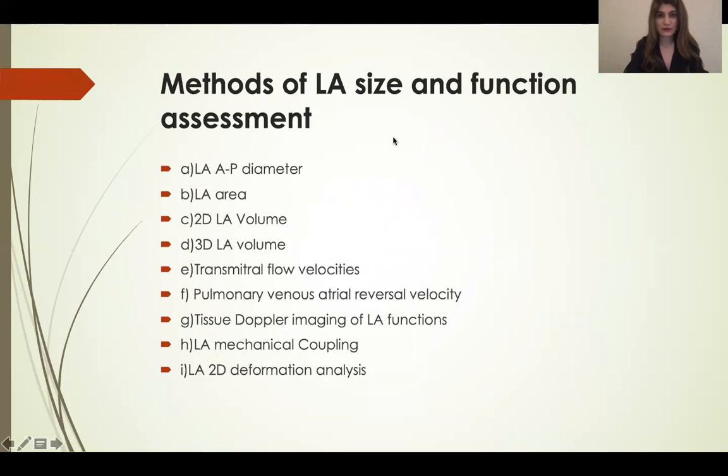What are the methods to evaluate left atrial size and function? We can measure with all those methods. However, recently, left atrium anteroposterior diameter is not used as a sole method because of the three-dimensional structure of the left atrium. Anteroposterior diameter is not enough to predict left atrial function and size.